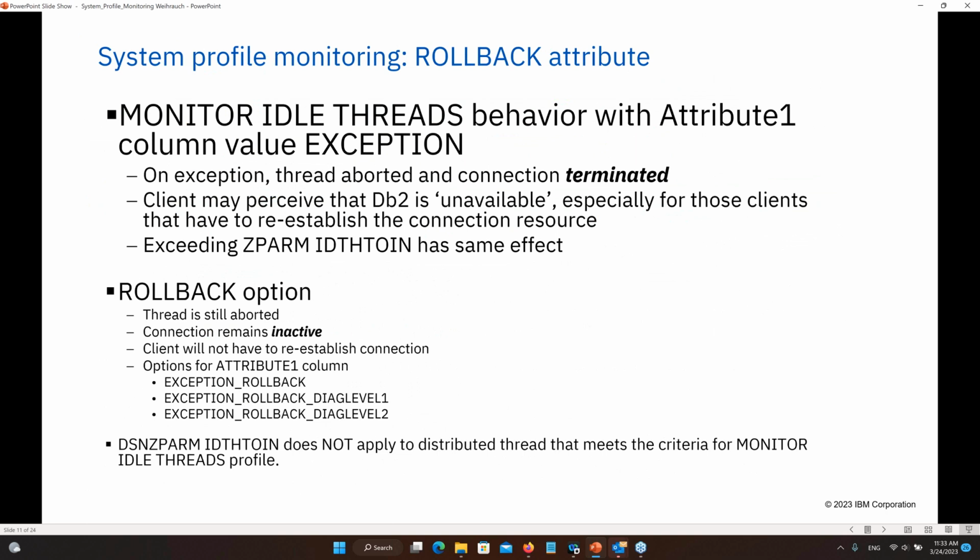One other topic to remember, because this question comes up quite often, is the idle thread timeout value. In the past, I saw in DB2 installations that have idle thread timeout set to 0, meaning it's not applicable, because they have one misbehaving application that opens a unit of work and never commits, or does not commit for a long period of time. So idle thread timeout does not apply to distributed threads that meet the criteria for the monitor idle thread profile. So it means now you could set idle thread timeout to the default or even lower. It shouldn't be very much higher than the default, in my perspective. I think this is a good default for the CPOM.